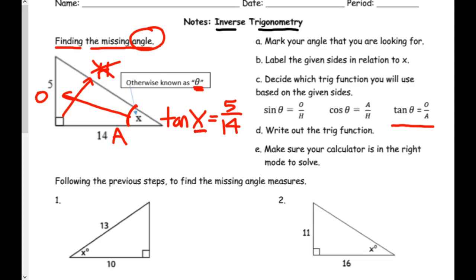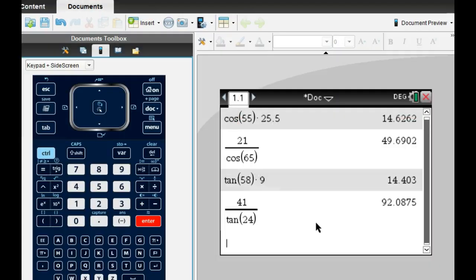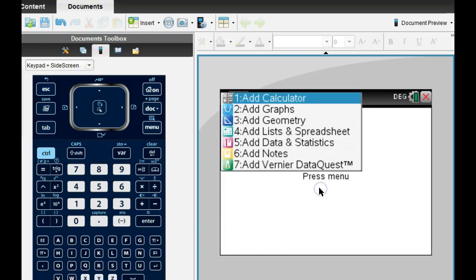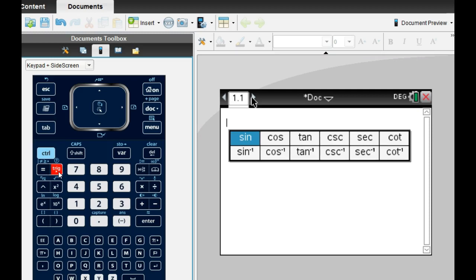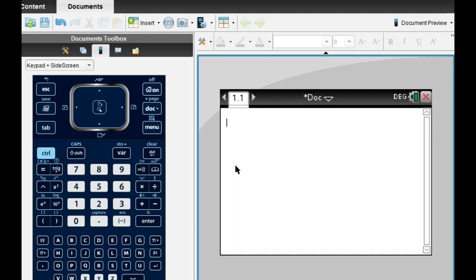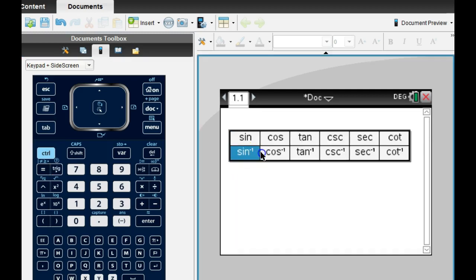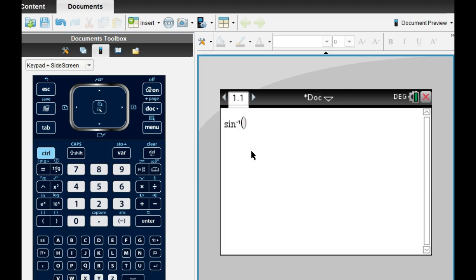Notice, I need x by itself, but I need to get rid of the tan. How do I get rid of the tangent? To get rid of any trigonometry, you're going to use inverse trigonometry. Now, if I looked at my calculator, you know that trig button that we've pressed before? I want you to notice the bottom row. We got sine, cosine, tangent with these little negative ones on it, okay? That's an inverse trig function.